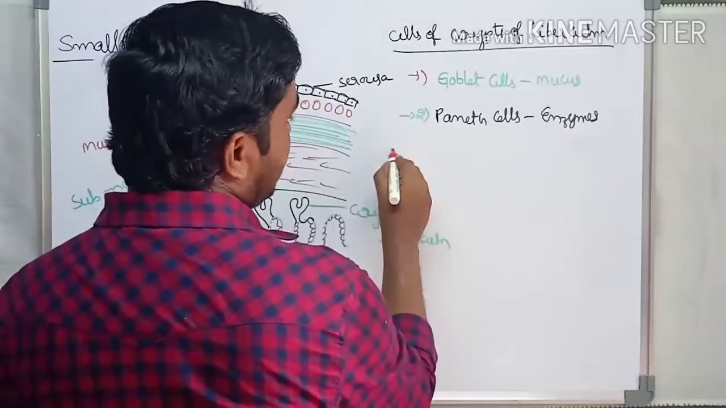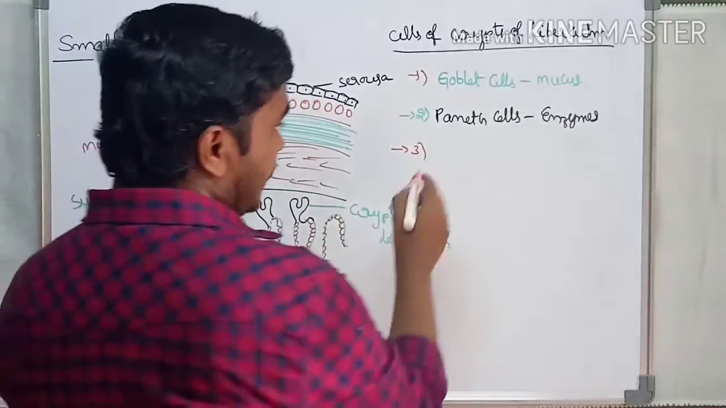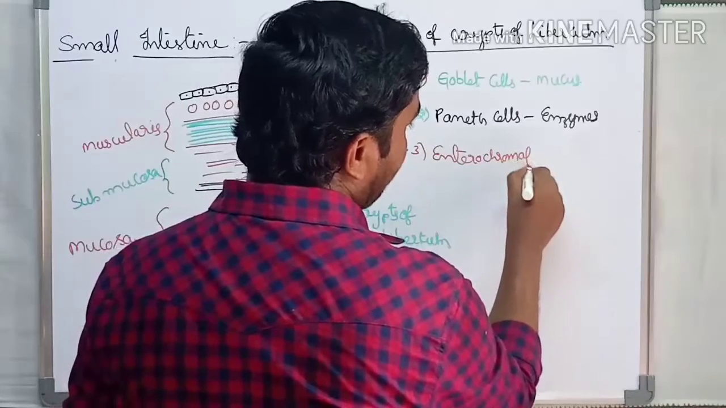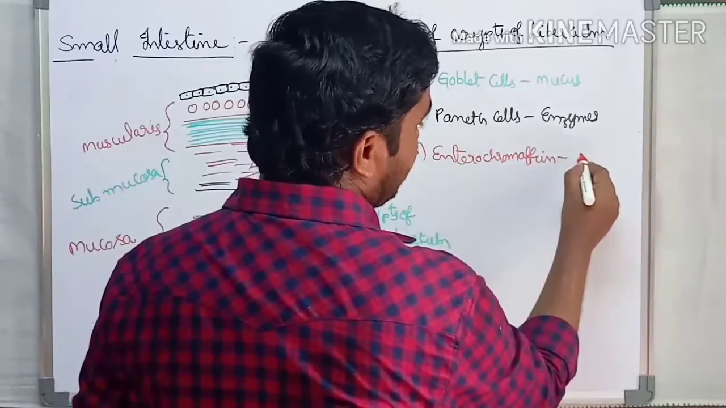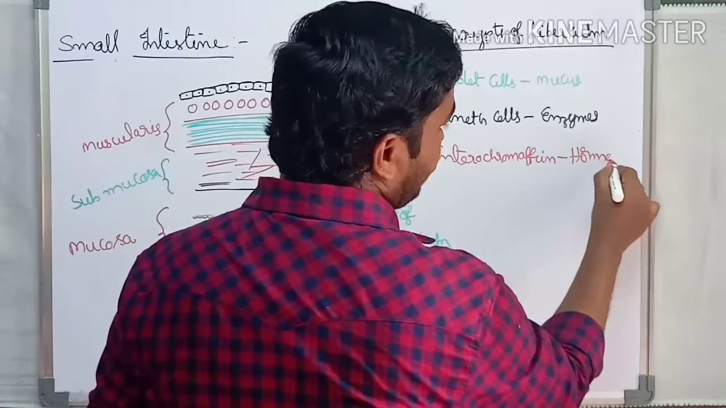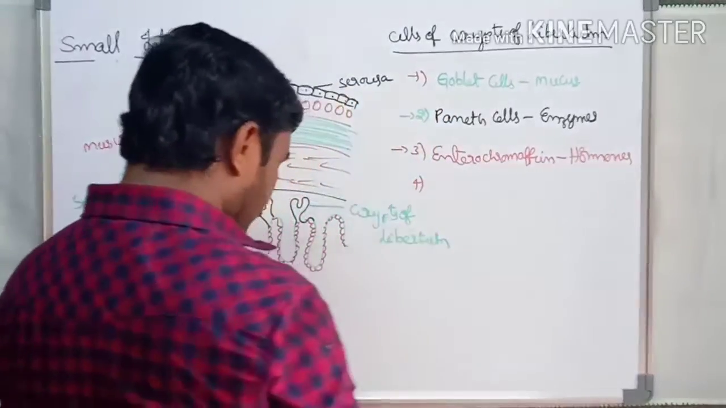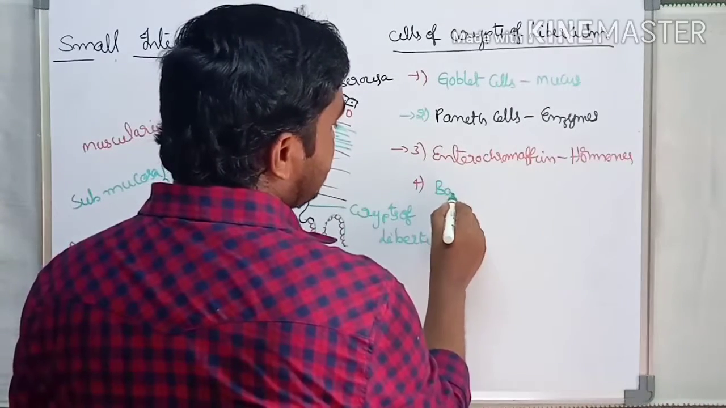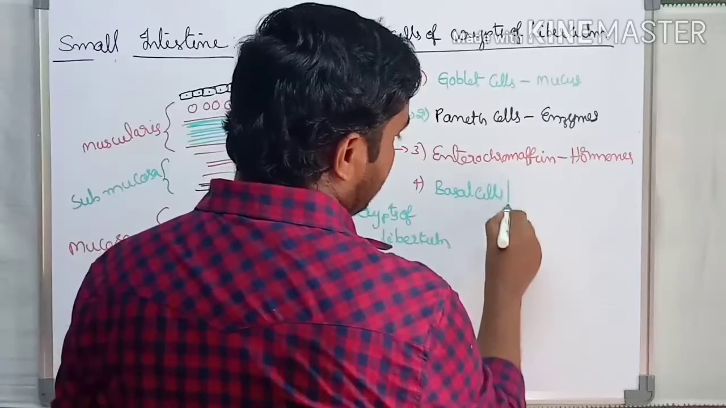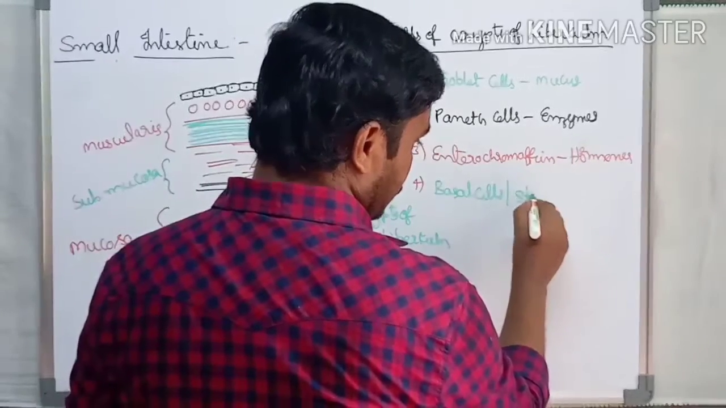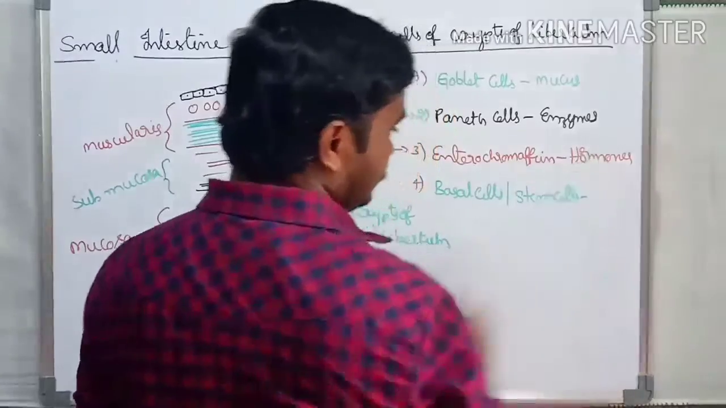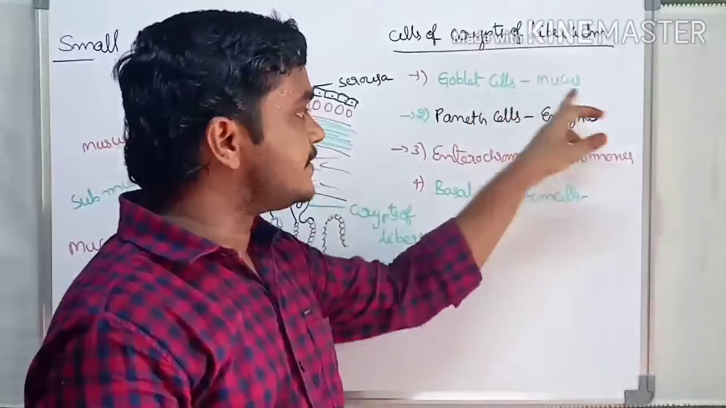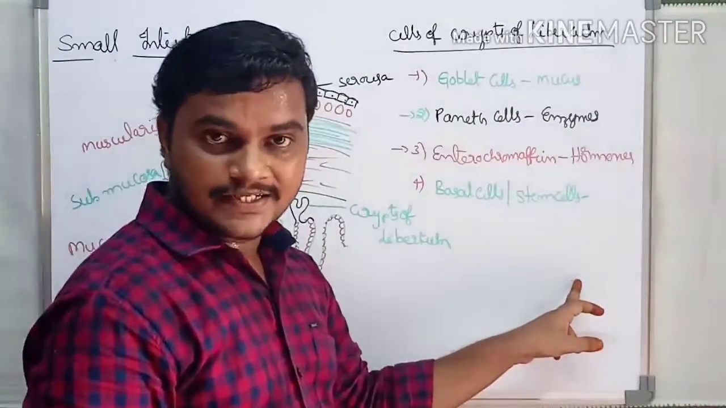Third type of cells, we'll see those are enterochromaffin cells. They secrete hormones. Fourth type of cells, basal cells, also called stem cells. So these are the four types of cells. They secrete some secretions. These are called intestinal juice.